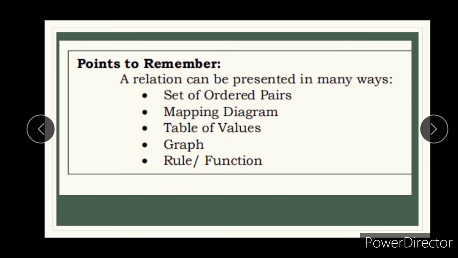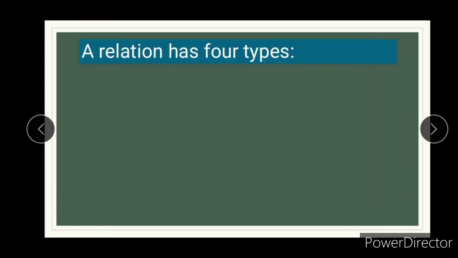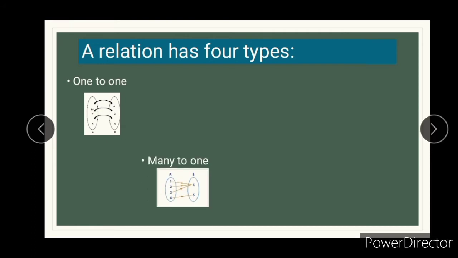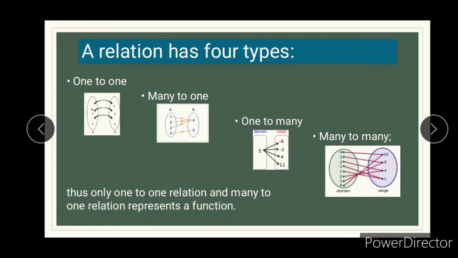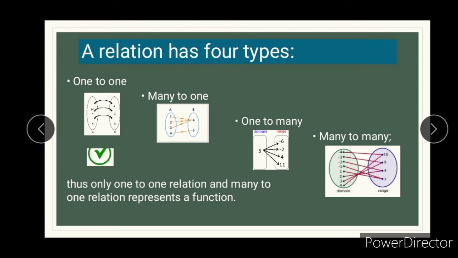Some points to remember. A relation can be presented in many ways: set of ordered pairs, mapping diagram, table of values, graph, or rule of functions. A relation has 4 types: one-to-one, many-to-one, one-to-many, many-to-many. Thus, only one-to-one relation and many-to-one relation represent a function.